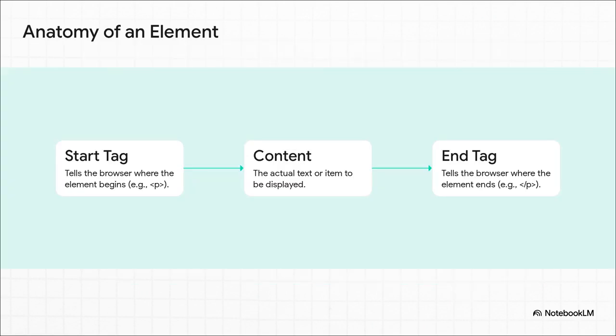And almost every piece of HTML is built from three incredibly simple parts. First, you have a start tag, which tells the browser, hey, something is starting right here. Then you have the content itself, the text or image you want to show. And finally, you have an end tag, which looks just like the start tag, but with a / to say, okay, we're done. That's it.